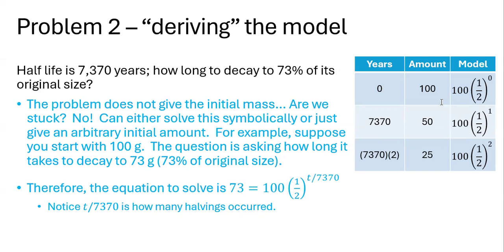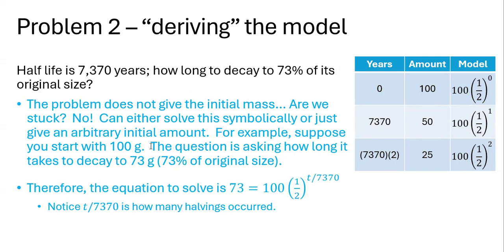Okay, so let's get our table again. After 0 years, so no time has passed, you have your initial 100 grams, the entirety of it. After 7370 years, it halves, so we have 50. You don't really need to do all this, but I'm just showing a few cases. If we go another 7370 years, that's 7370 times 2, so another halving occurs, and we have 25 left. So what's our model? It's 100 times half to the 0, 100 times half to the first power, 100 times half to the second power, and so on and so forth.